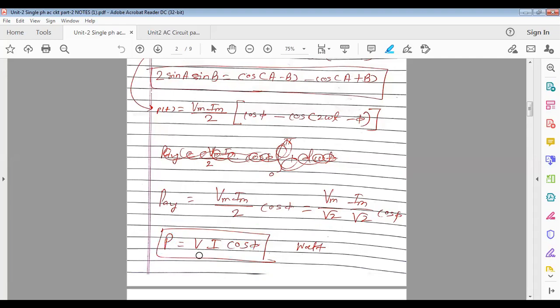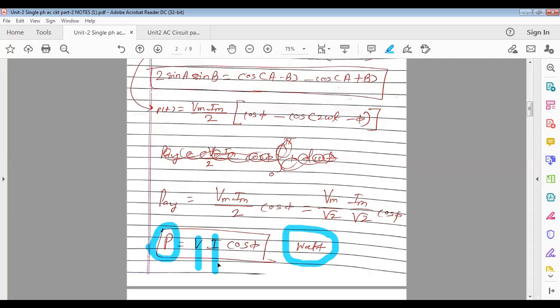It is the power which is consumed by a resistive type of load, and is called true power, real power, active power, power dissipated, or power consumed. The unit is watt. It is denoted by capital P. The formula is VI cos phi. Now here, don't consider Vm or Im. If you calculate it using Vm and Im, then you will lose your marks.